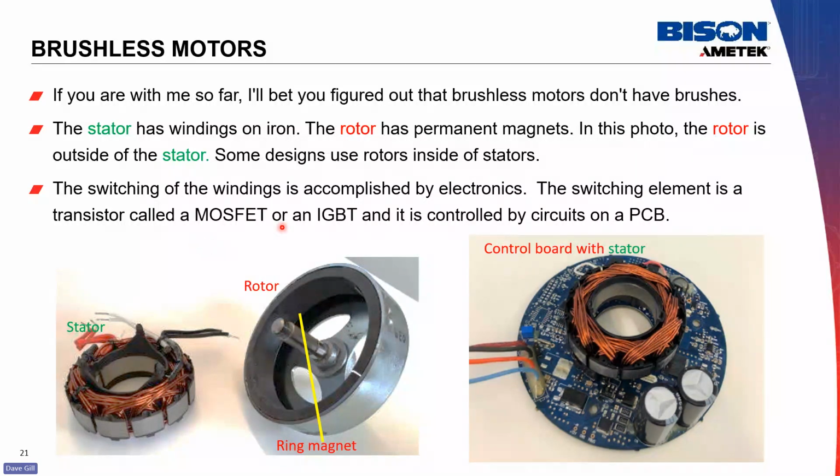The switching of the windings is accomplished by electronics. Instead of a commutator and brushes, we use electronics. The switching element is a transistor called a MOSFET or an IGBT, and it is controlled by circuits on a printed circuit board.